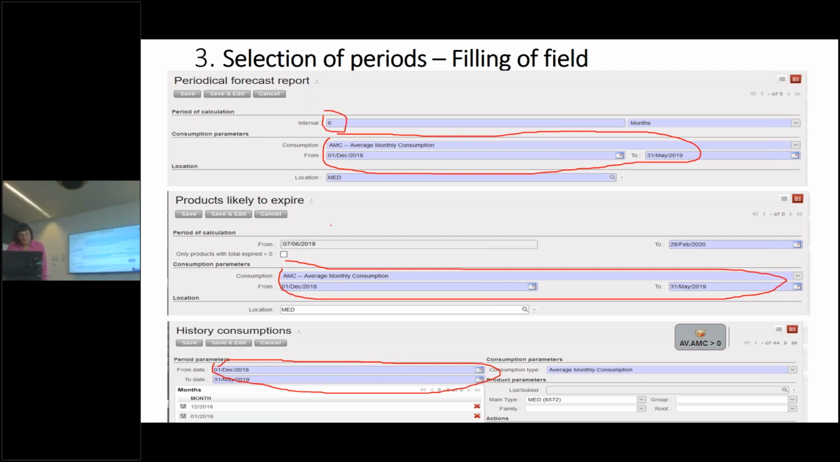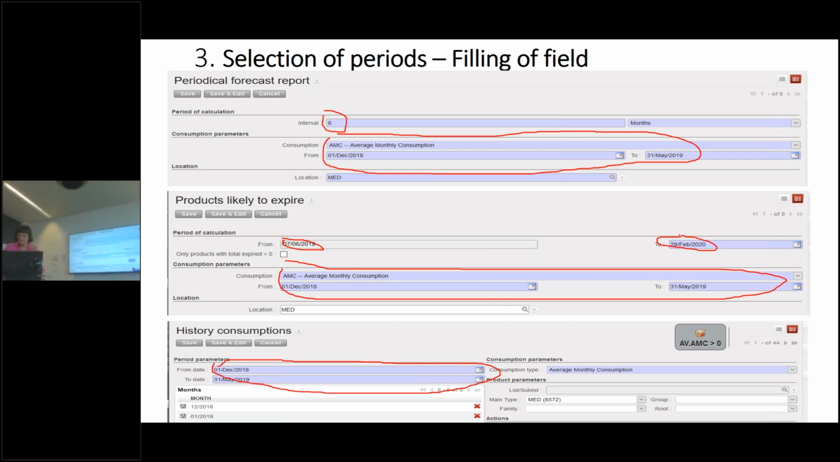Concerning the soon expired product, we want to have a projection on the next 9 months. So here it was the date of extraction to end of February to get 9 months. This is the second part.